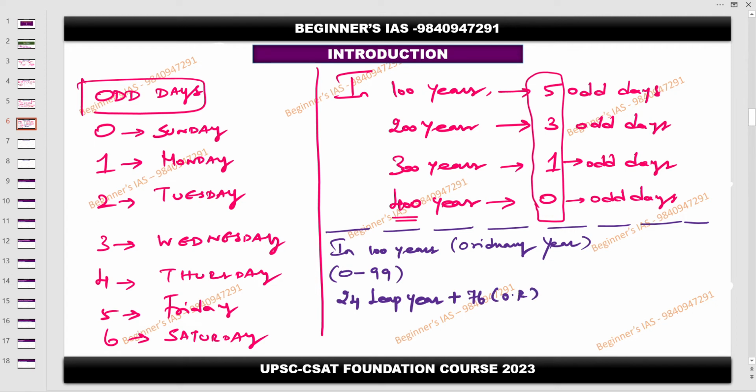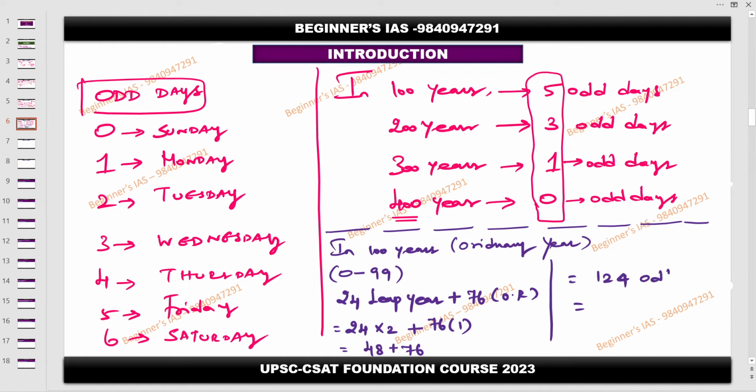Now listen carefully. A leap year contains how many odd days? Two odd days. Since one leap year contains two odd days, 24 leap years contain 24 into 2 odd days. And 76 ordinary years contain one odd day each. Now calculate: 48 plus 76 is 124, just divide by 7.